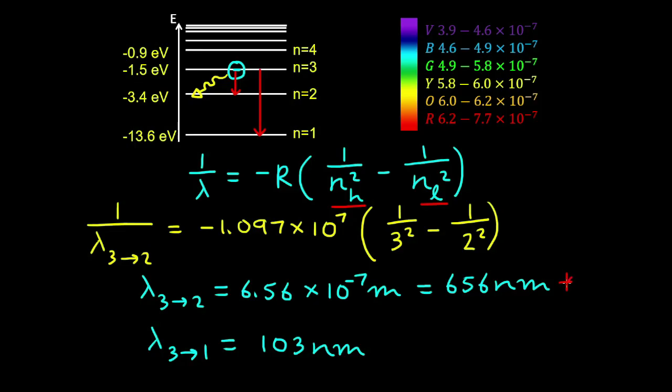So this wavelength of light is in the visible light spectrum, so it's a red wavelength. And this wavelength of light is not visible, so it's in the ultraviolet region of the electromagnetic spectrum, as it's a smaller wavelength than 390 nanometers.